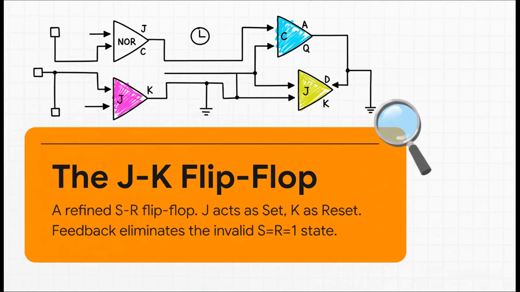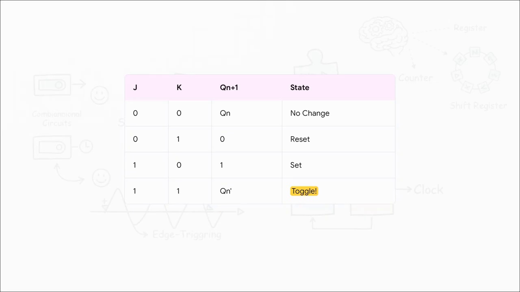It takes its own outputs and feeds them back to the input gates. This clever trick handles that problematic 1-1 input condition, not by banning it, but by giving it a brand new, super useful job. And here is its genius on full display. Look at this truth table. The first three states are exactly what you'd expect. No change, reset, and set. But now, look at that last row.